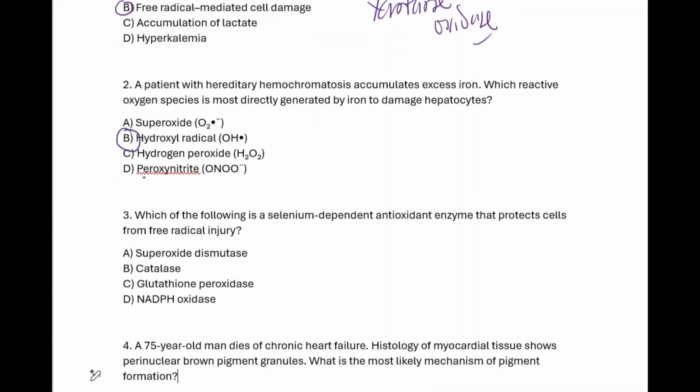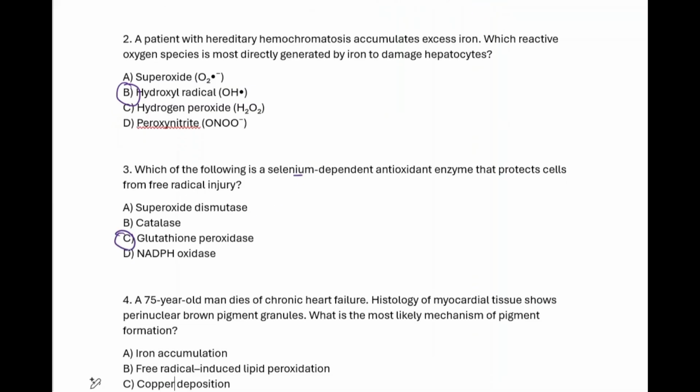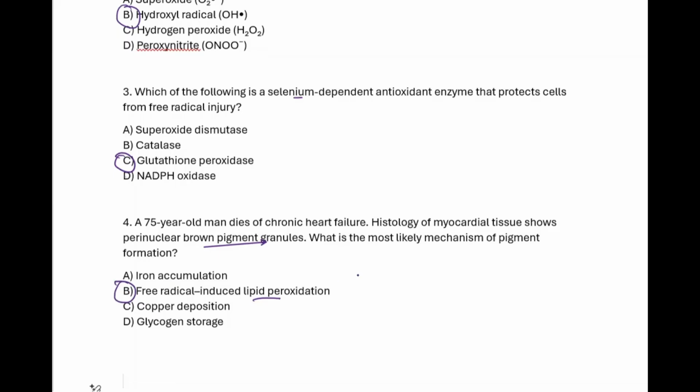Question 3. Which of the following is a selenium-dependent antioxidant enzyme that protects cells from free radical injury? Remember, we said that selenium is important to bind to the active site of glutathione peroxidase. It allows it to do its job. Next question: a 75-year-old man dies of chronic heart failure. Histology of the myocardial tissue shows perinuclear brown pigment granules, which is what we call lipofuscin, guys. What is the most likely mechanism of this pigment formation? Remember, this is due to lipid peroxidation, and this is a normal aging finding.